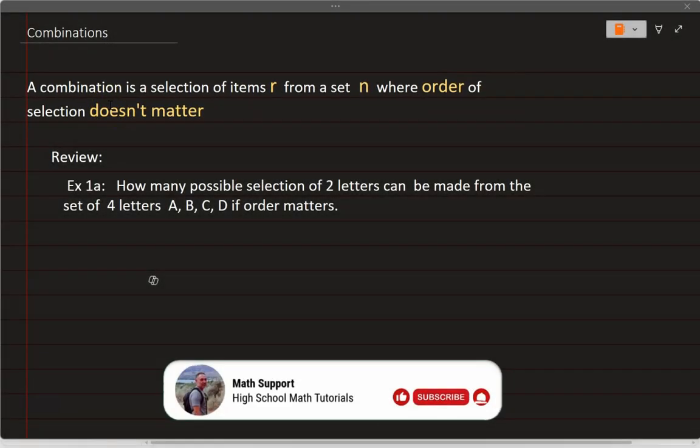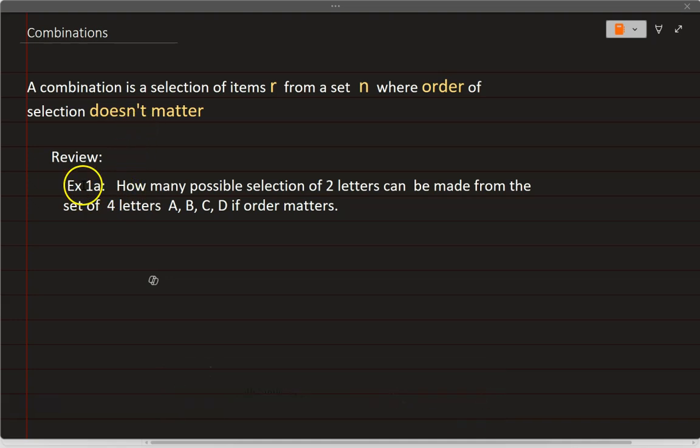And in order to get the formula, I'm going to walk you through a couple of review questions and then we're going to set up the formula. All right, so example 1a is a review. How many possible selections of two letters can be made from the set of four letters A, B, C, D if order matters? So this is a permutation and we've done this before.